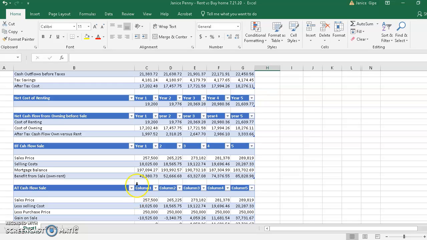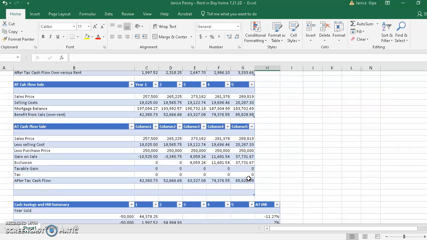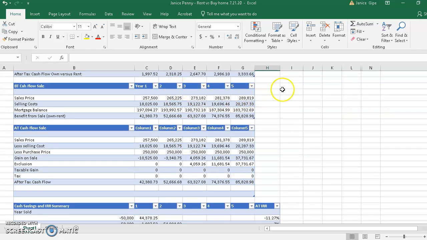And then the benefits from sell to own, rent. The first year is $42,380 overall. And then, of course, it increases each year. When your mortgage balance goes down, your selling costs go up, and then your sales price goes up. Your house is worth more, and lots of times it's worth more than 3% as well.